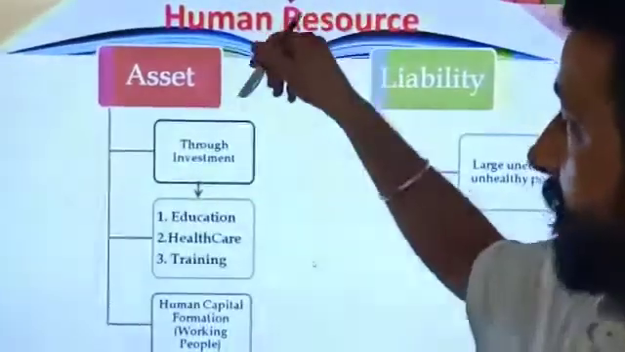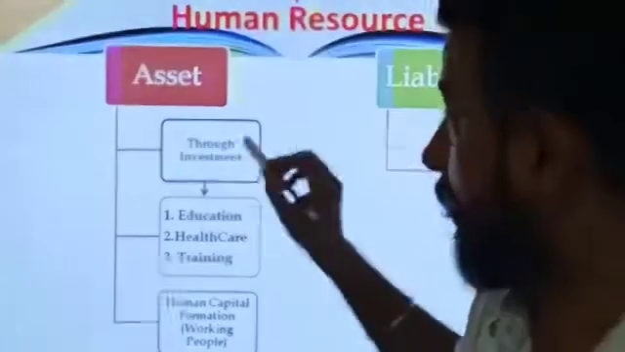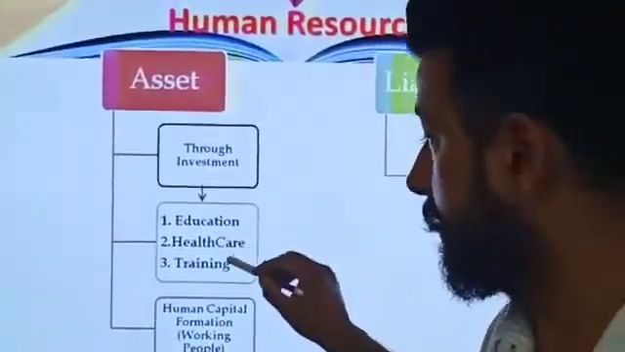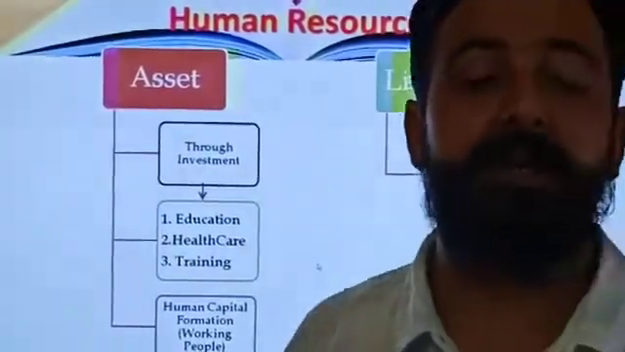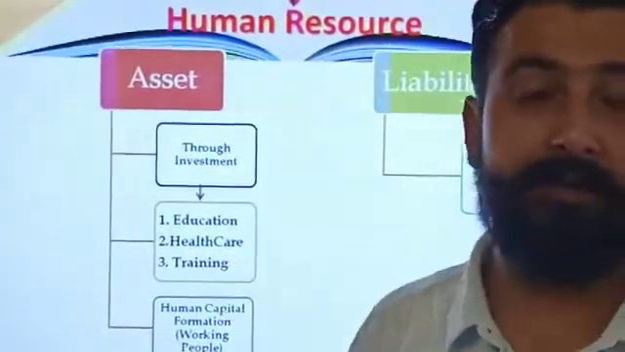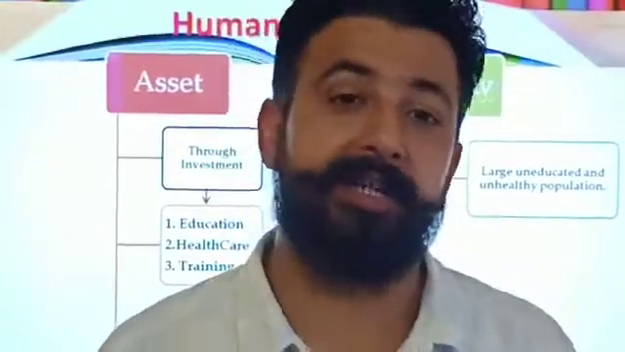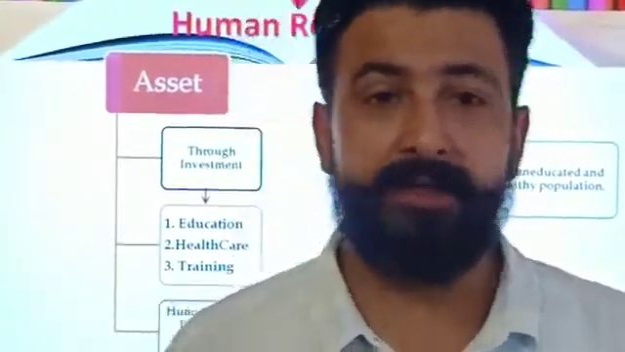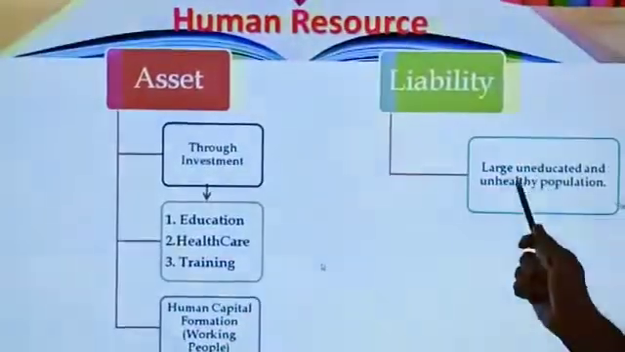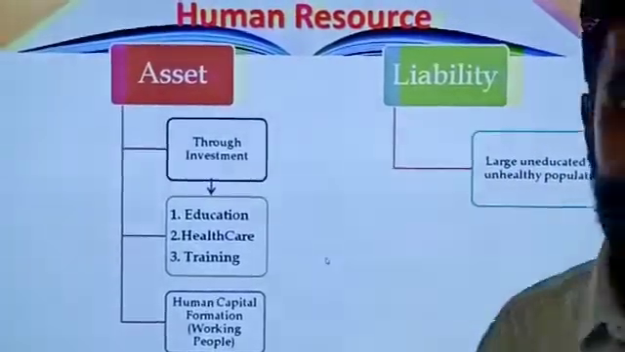So our population, our human resources, are capital, provided we are investing in education, healthcare or training. If we are investing in our population in three indicators like education, healthcare and training, we will get better output. Like you all students, you are our potential resource or potential asset. That means you are the productive part. Liability means a large uneducated and unhealthy population.